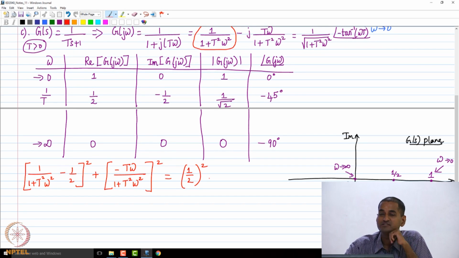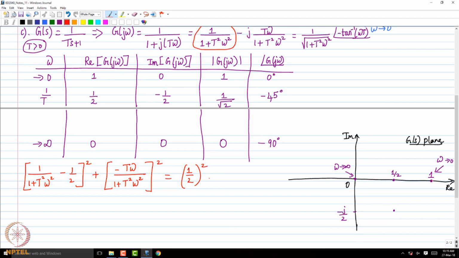So, what does this equation correspond to? If you recall our geometry, what is such an equation? This equation will trace out a circle, which is centered at 1 by 2 comma 0, and of radius 1 by 2, and that is the Nyquist plot here.